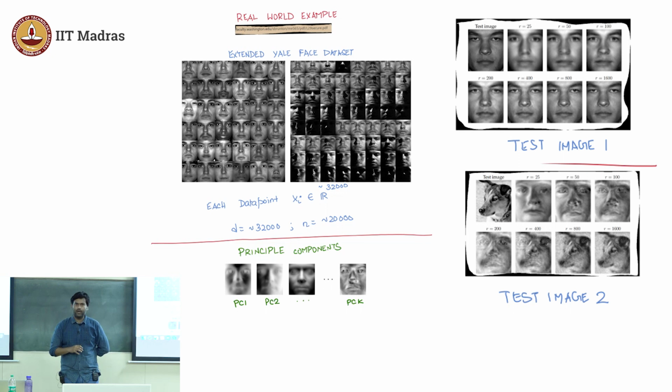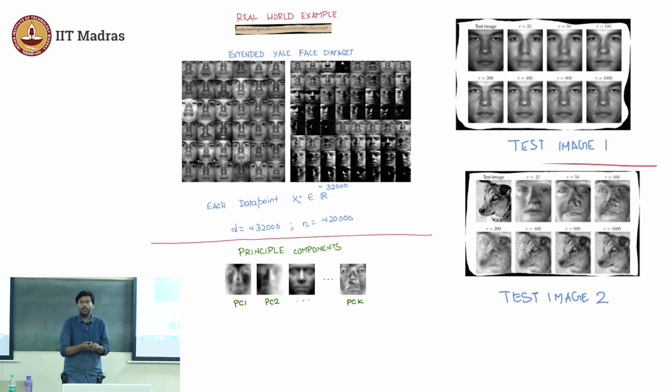Now you have a bunch of data points, n data points in d dimension. You can run your PCA. What will your PCA give? Your PCA will give you W1, W2, ... Where W1 is also in d dimensional space. In this case, our d is 32,000.